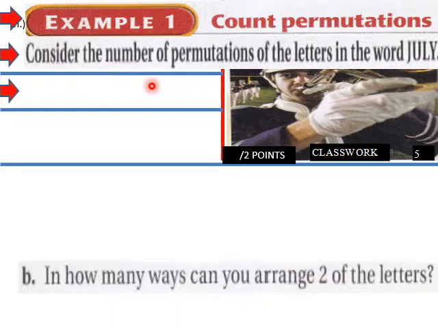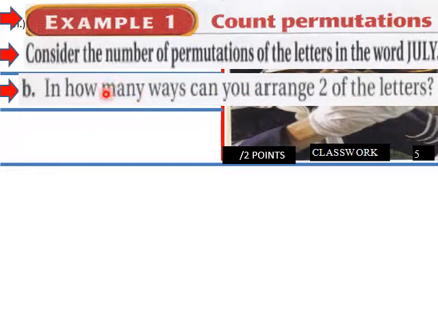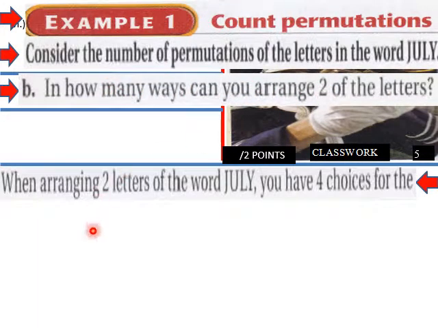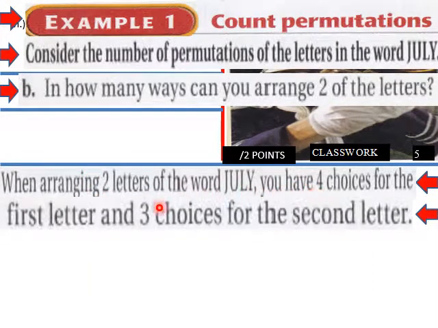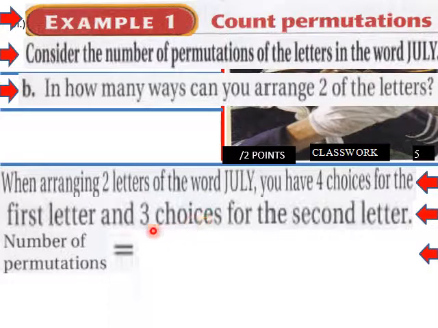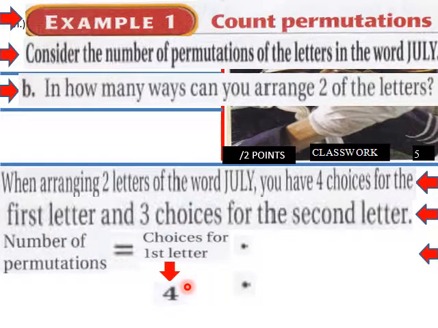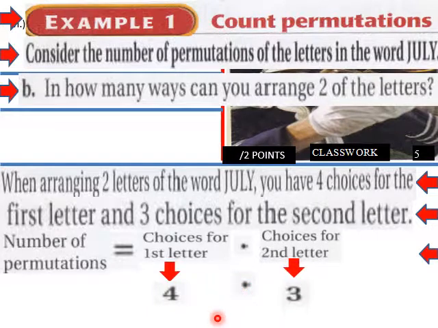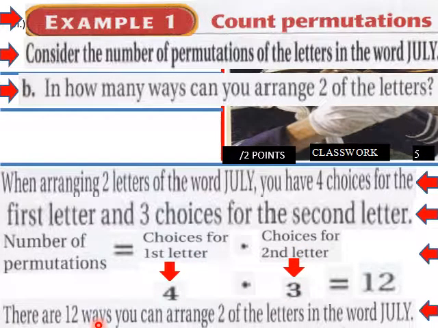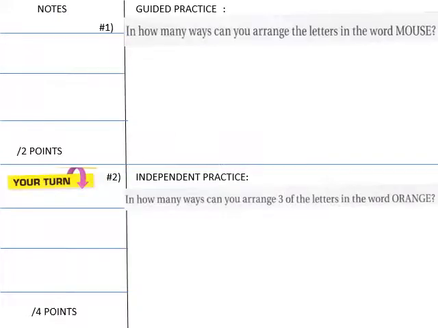Example 1, count these permutations of the word July. This is B. How many ways can you arrange 2 of the letters? When arranging 2 letters of the word July, you have 4 choices for the first letter and 3 choices for the second letter. So number of permutations is choices for first letter, 4, times choices for the second letter, 3, so we have 4 times 3. There are 12 ways you can arrange 2 of the letters in the word July.